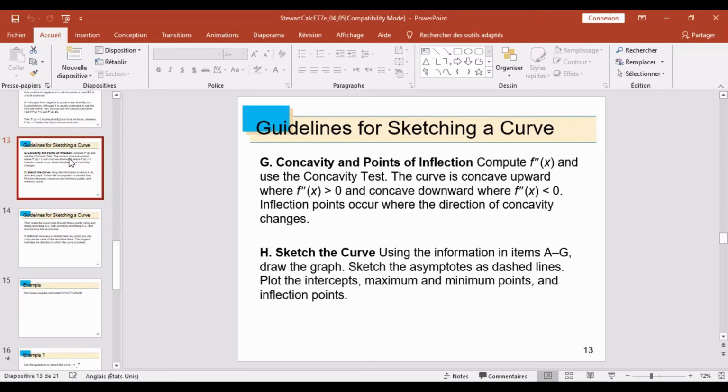Obviously, the concavity is used in order to know the inflection points, and whether your function is concave upward or downward. Obviously, if it's upward, it's something like that.